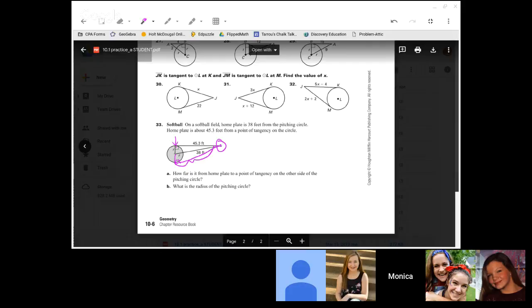And then for B, what's the radius of the pitching circle? So that you're going to work out just like those other problems, like these.